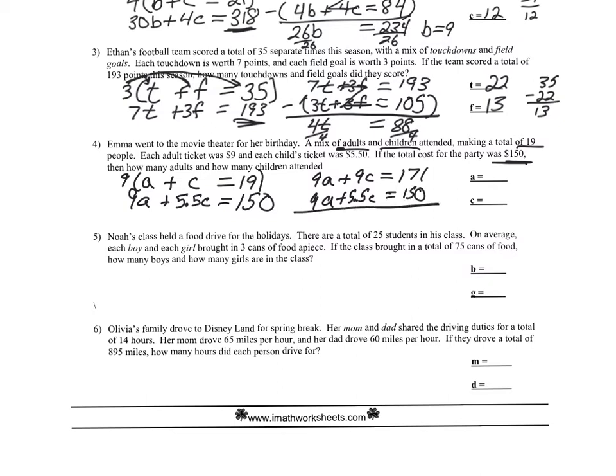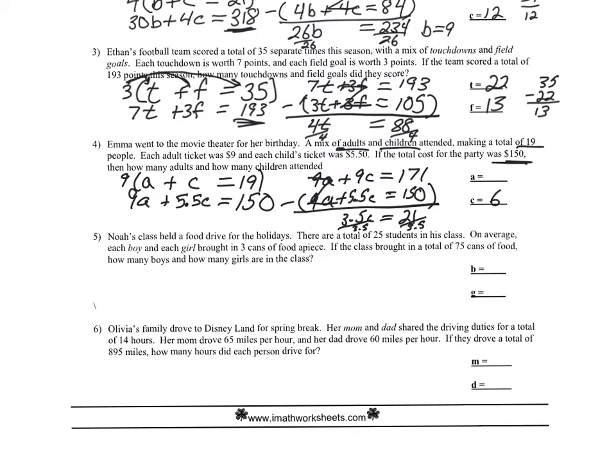Again, I subtract. Why? Because I have a 9 and another 9. I want to get rid of them. That zeroes out. Then I have 9 minus 5.5. 9 minus 5.5 is 3.5. 171 minus 150 is 21. Divide by 3.5, and I get C is equal to 6.